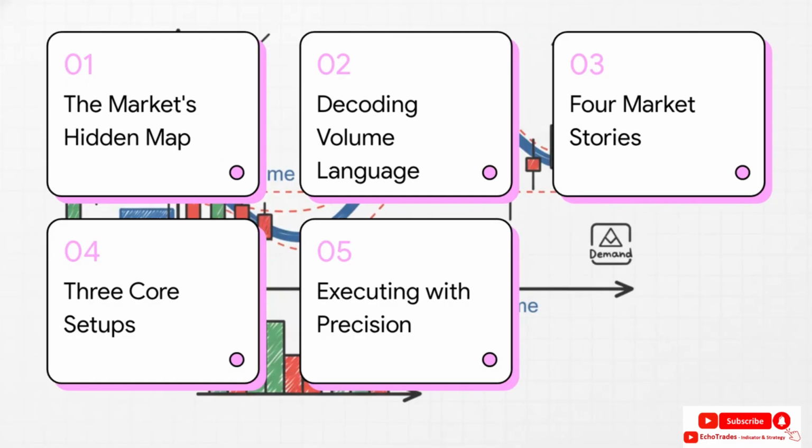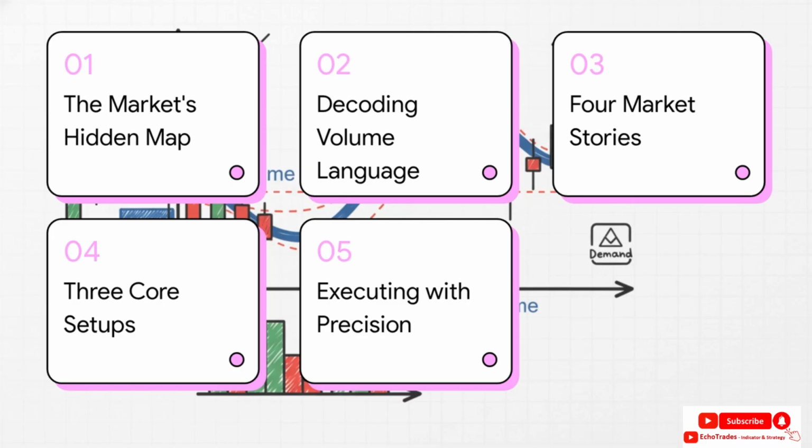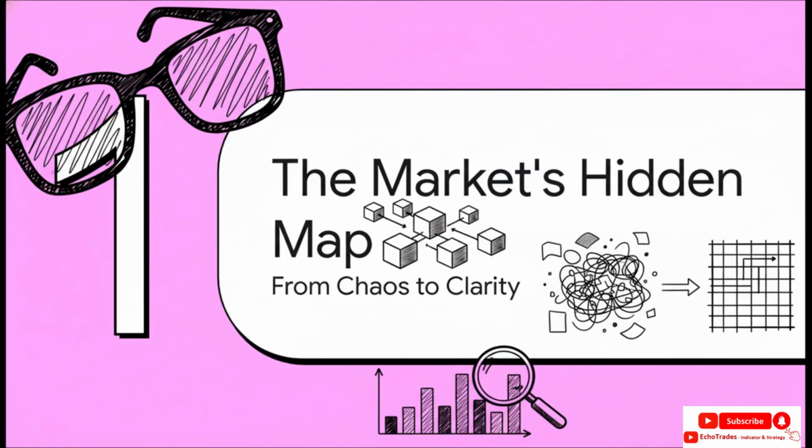All right, here's the game plan for this explainer. First up, we're going to uncover the market's hidden map. Then, we'll learn how to actually read it by decoding its language. After that, we'll dive into the 4 main stories the market tells, break down 3 core trading setups you can use, and finally, wrap it all up with how to execute everything with precision. Okay, let's jump right into our first section, uncovering the market's hidden map.